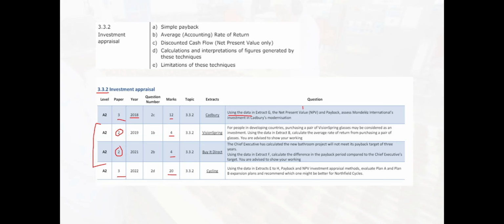We need to demonstrate an understanding of net present value. Well, calculate, and you'll demonstrate that, and payback. Assess Mondelez International's investment in Cadbury's modernisation. We're going to have to demonstrate an understanding of that as well. This is actually quite a complicated question. This is the second 12 marker in paper three for 2018. They are notoriously a little bit tricky.